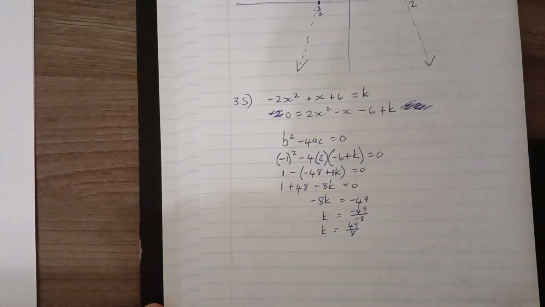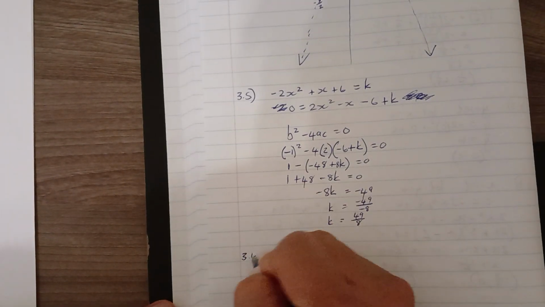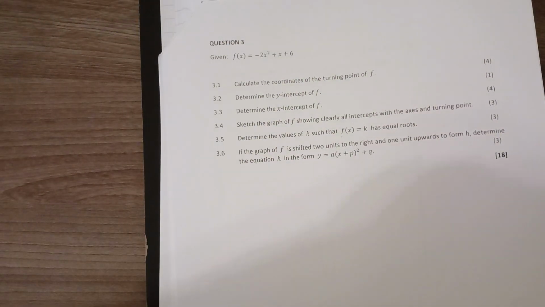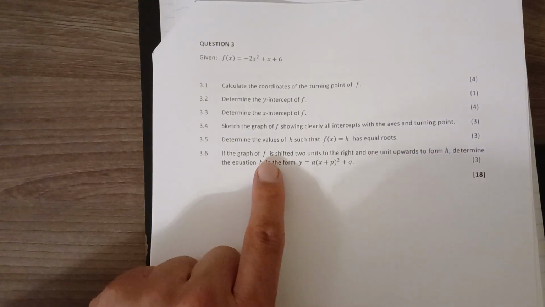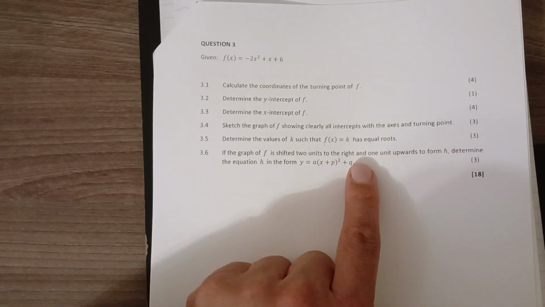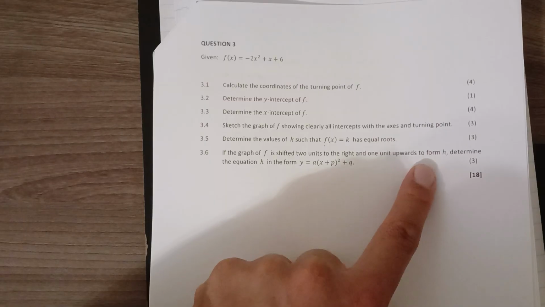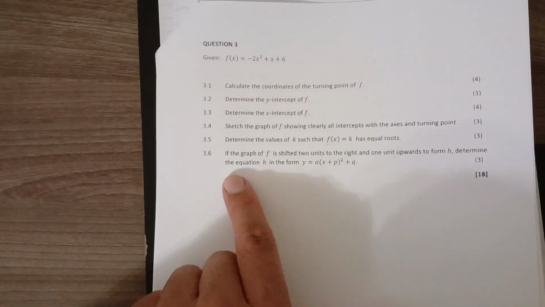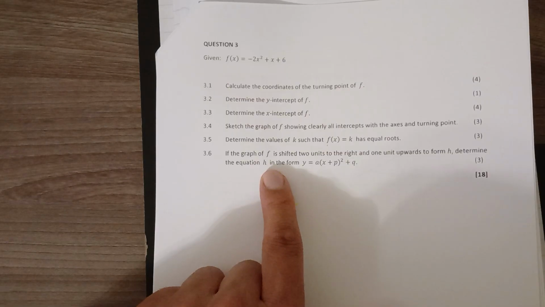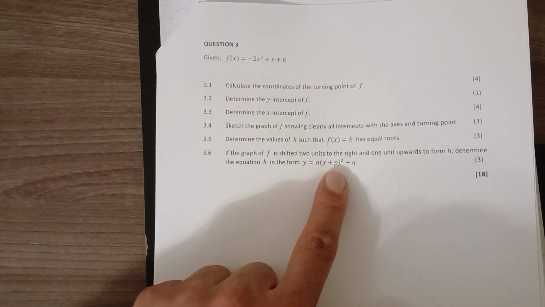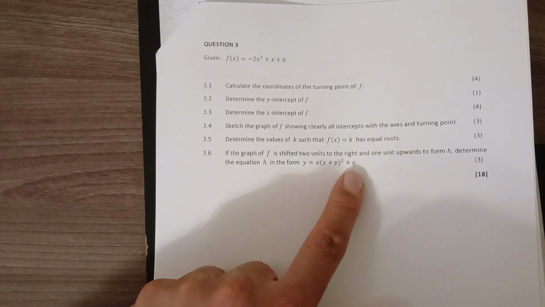Next one, 3.6. If the graph of f is shifted 2 units to the right and 1 unit upwards to form h, determine the equation of h in the form y is equal to a(x plus p) squared plus q.